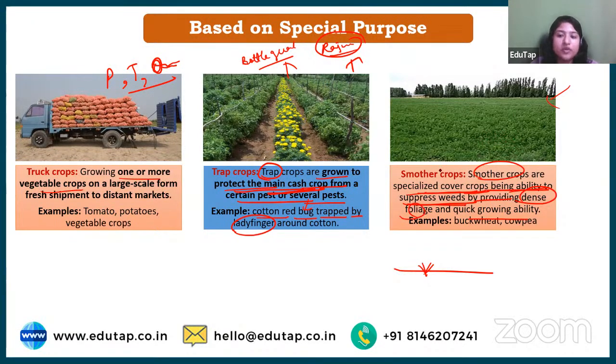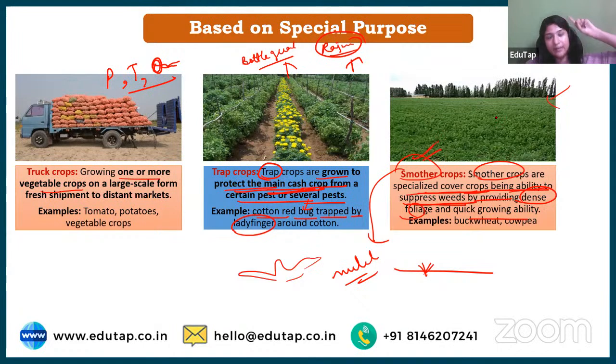Now, some of you might get confused between smother crops and mulch crops, because in mulch also we are covering the area, and in smother crops also we are covering the area. I'm again telling you, it's not very hard and fast that these examples will be used in a specific type only. These different examples can be used in different types. However, our main aim is to understand why these crops are sown.